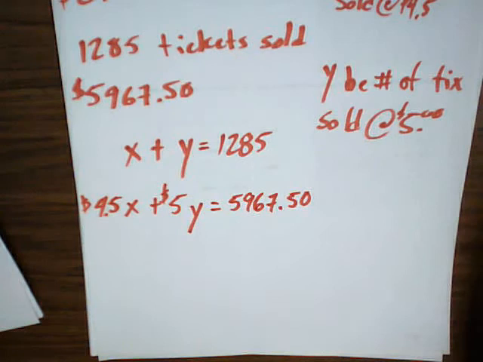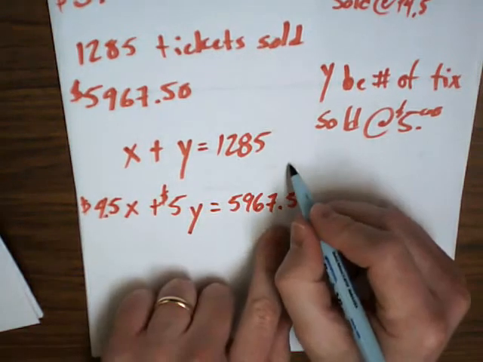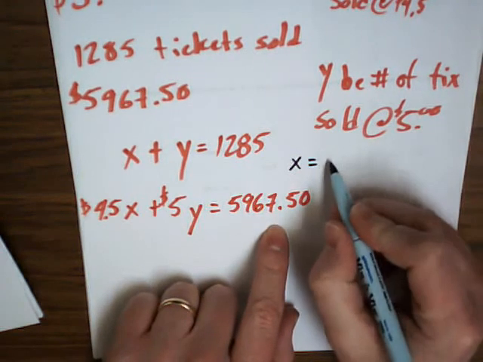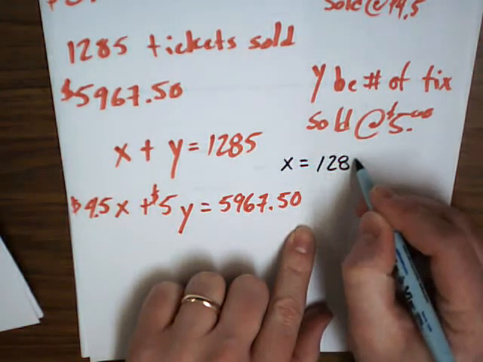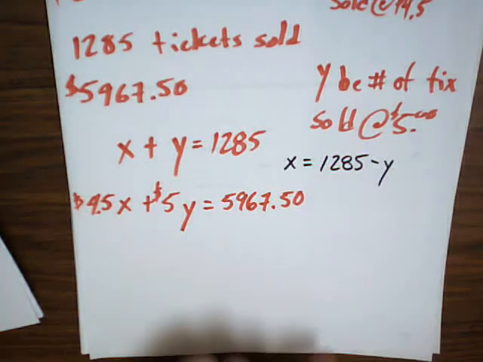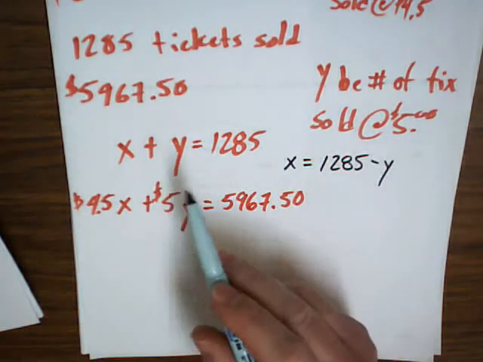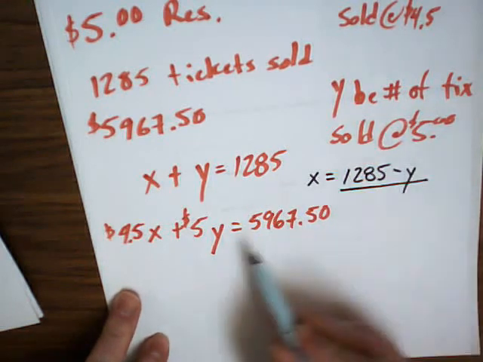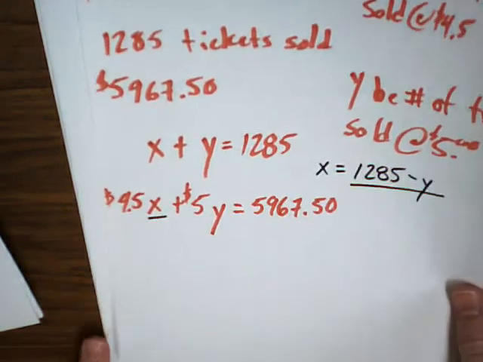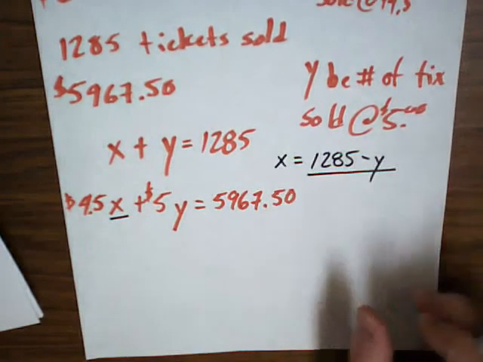And now it's the same way we've been doing. You solve for X or Y, which apparently we like to solve for X, which is fine. So X would be equal to 1285 minus Y, like that? Okay, because that's what you're doing, you're subtracting Y away. So that's an X value, right? So I'm going to plug that in for X.